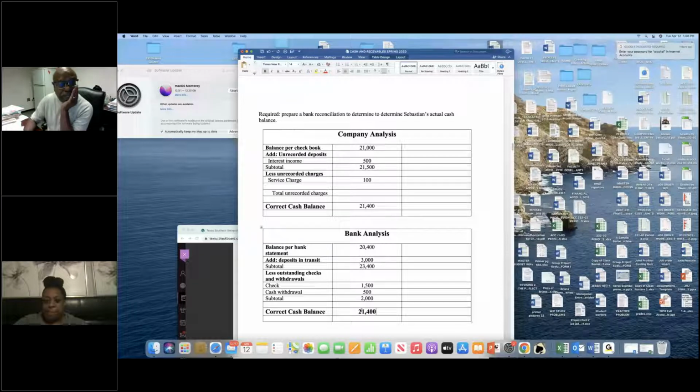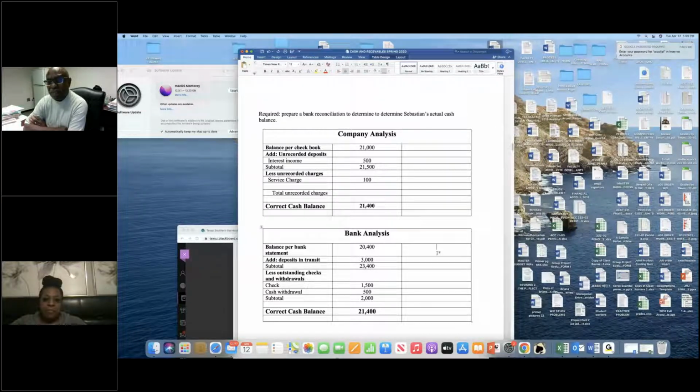So let's look at what happened. The books were showing 20,000. We got to put on the books anything that was on the bank, to get to 21,400. The bank was showing 20,400. We got to put the personal items on there that the bank doesn't have yet and come out to that same number, 21,400. Are there any questions? Can you reconcile a bank statement now?